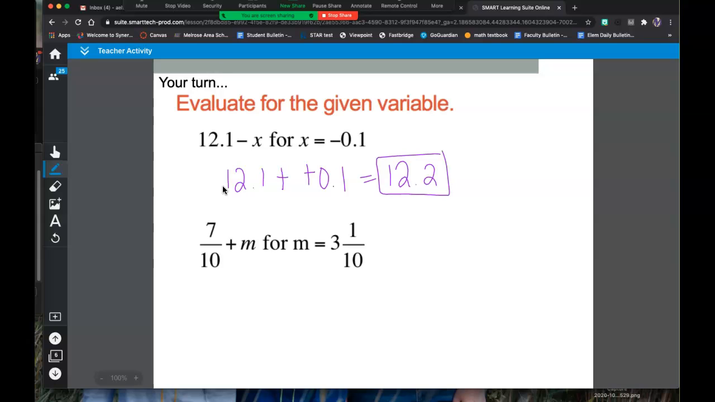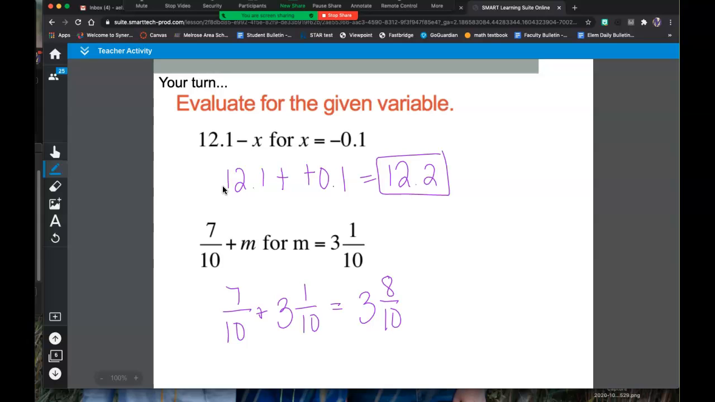On the next one, we have 7/10 plus 3 1/10. Most of you were very close to the correct answer. You had 3 8/10, and that's almost right. Can anybody tell me what's wrong with that answer? You put the whole number with 3, you added the 7 and the 1 to get 8. What did I forget? Simplified. Not simplified, absolutely.